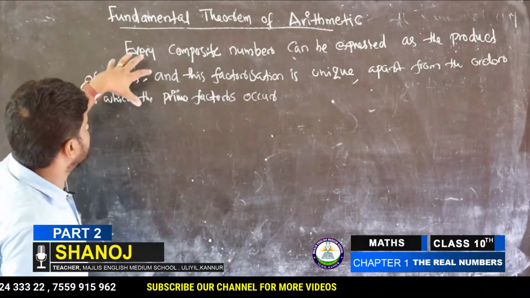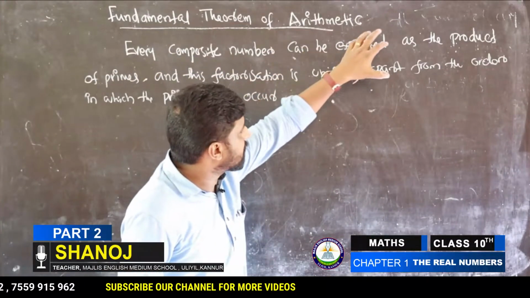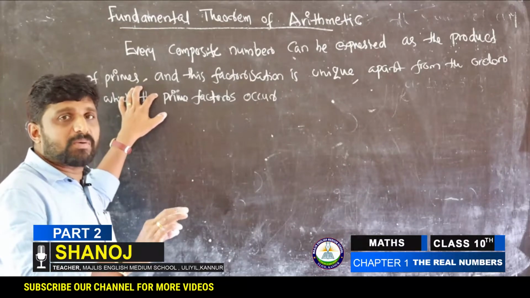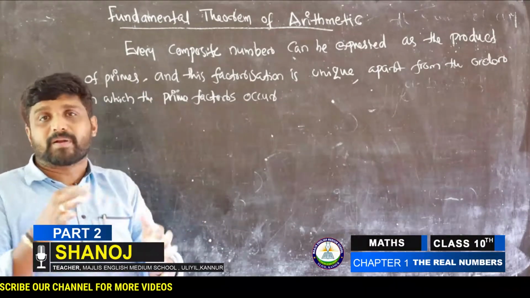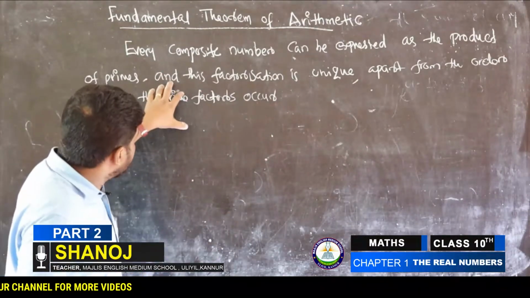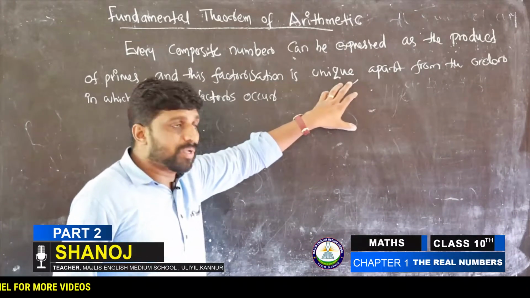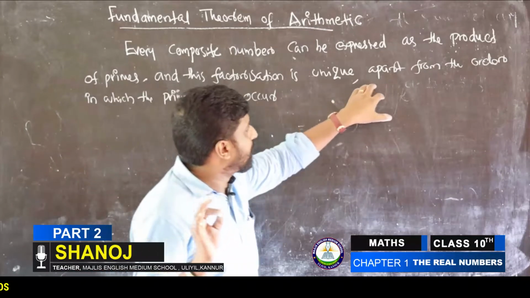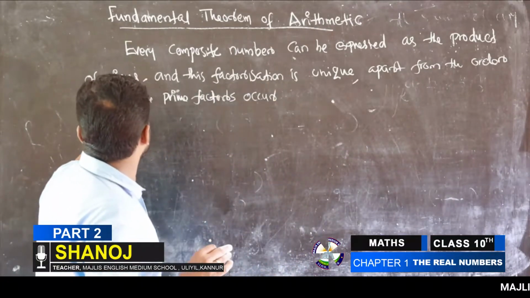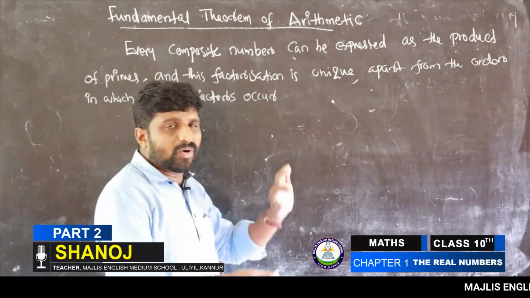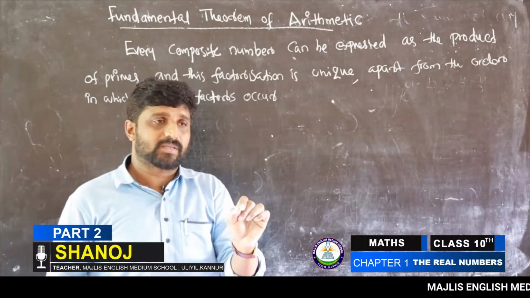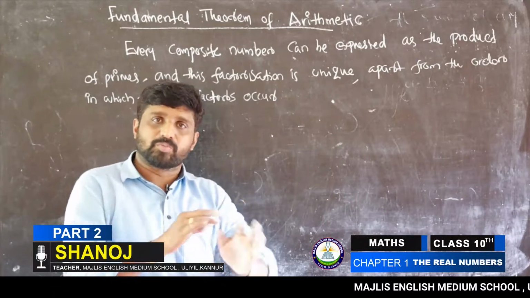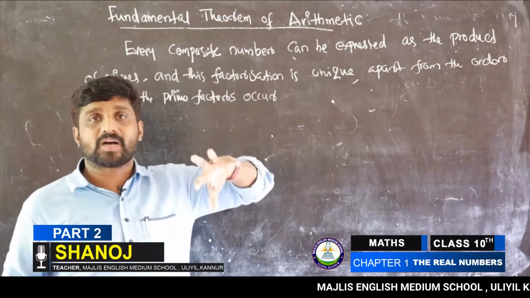And here also, every composite number can be expressed as the product of primes. Any composite number can be expressed as the product of prime numbers. And this factorization is unique. Everyone gets the same factors always, apart from the order in which the prime factors appear. Order is not a problem. Suppose someone writes 6 as 2 into 3, and another writes 3 into 2, both are the same.